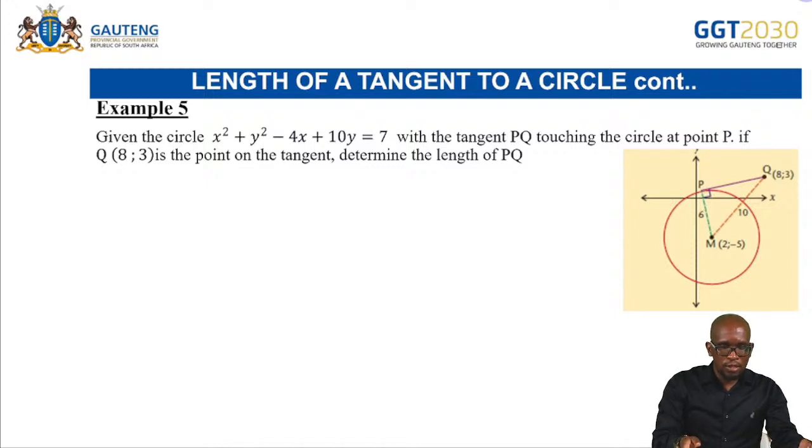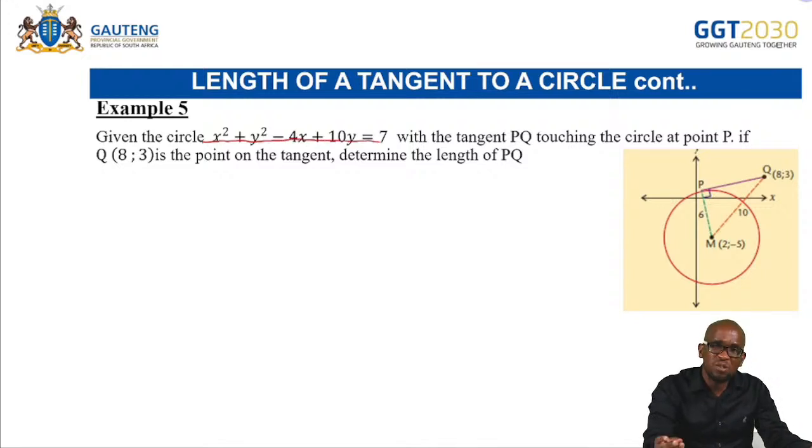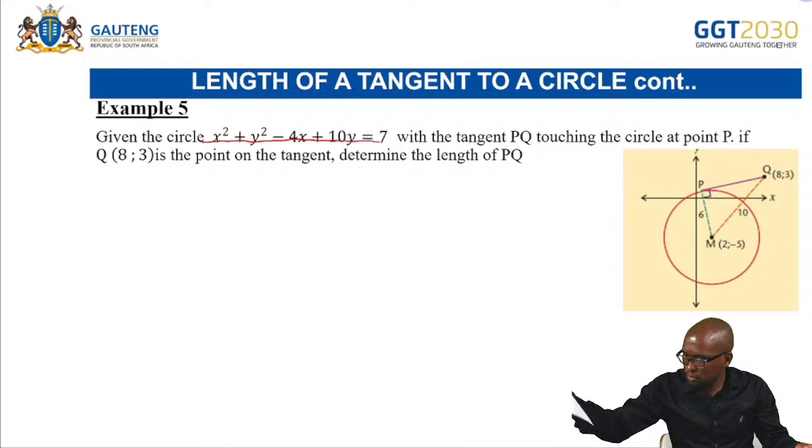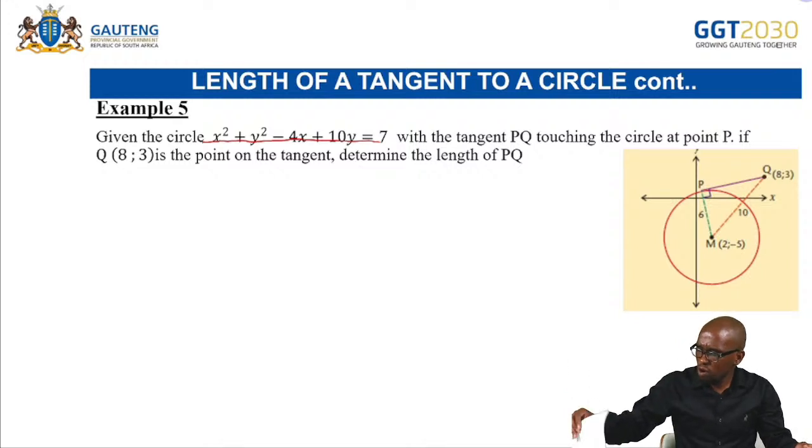Now, in this case, the equation is not in standard form. So we need to write the equation in standard form first so that we can get the coordinates of the center as well as the length of the radius.